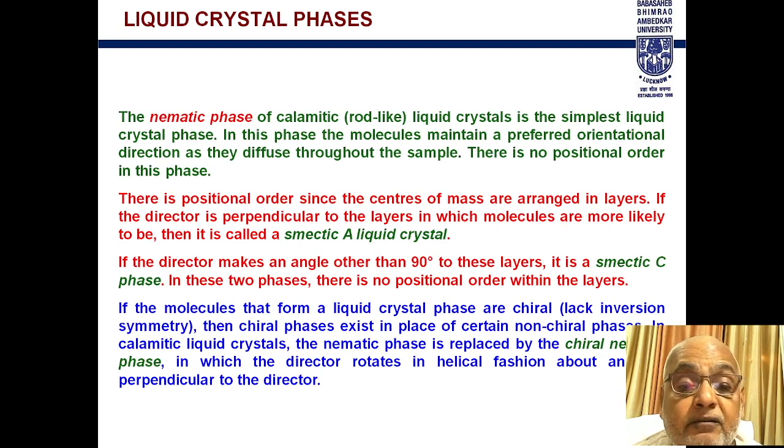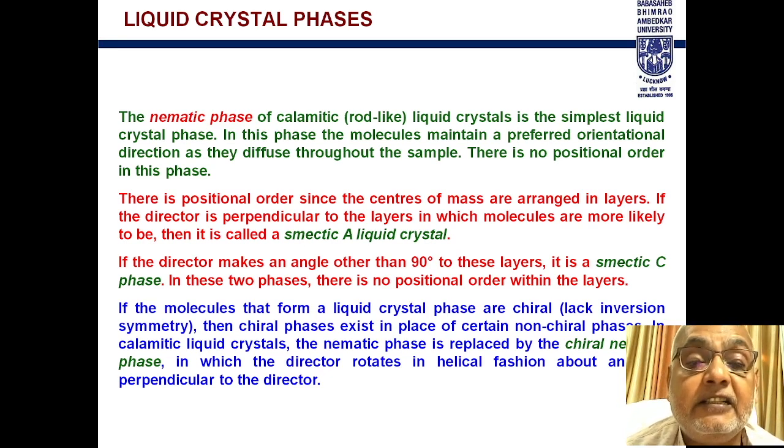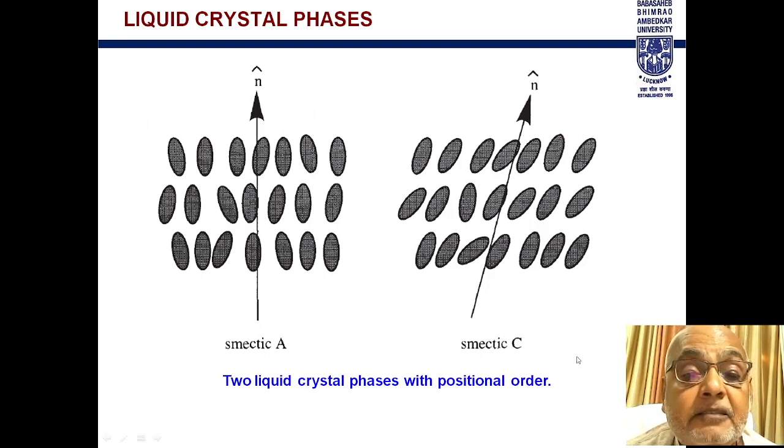If the molecules that form a liquid crystal phase are chiral, that is, lack inversion symmetry, the chiral phase exists in place of certain non-chiral phases. In calamitic liquid crystal, the nematic phase is replaced by the chiral nematic phase, in which the director rotates in a helical fashion about an axis perpendicular to the director. This is a typical example of smectic A and smectic C with the positional order.